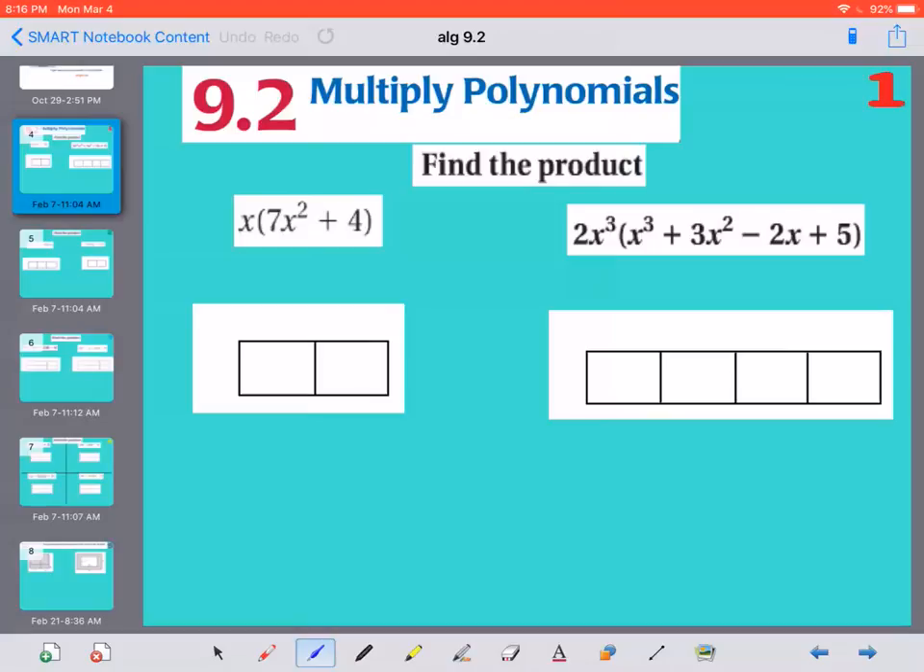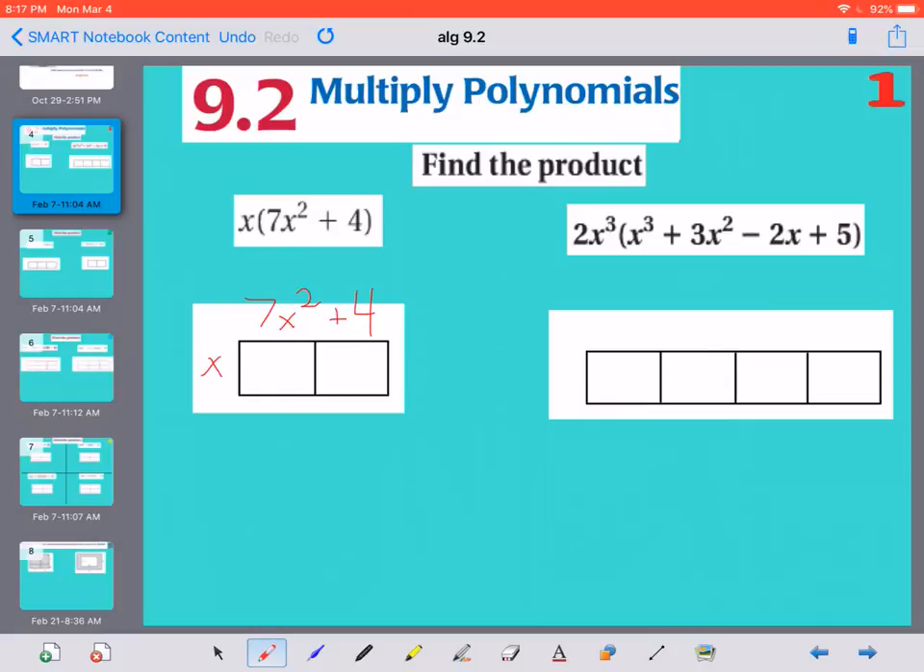This is going to be multiplying polynomials this time. So what we're going to start with is x times 7x squared plus 4. Now when we're multiplying these, we're going to distribute the x just like we would any other time that we have a parentheses. So what we're going to do is bring back our box method here. So if we distribute, we have x and 7x squared plus 4.